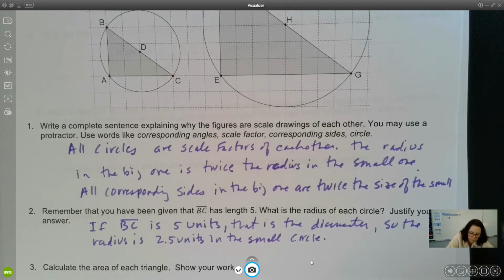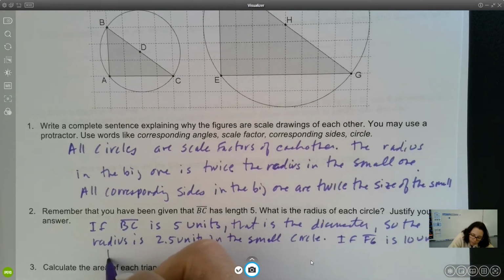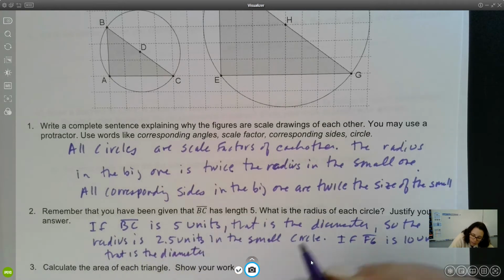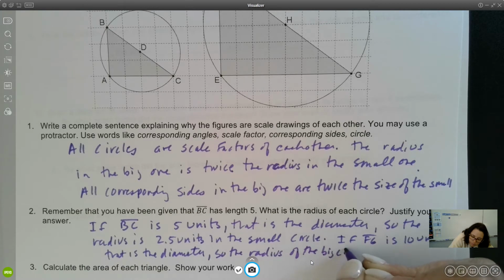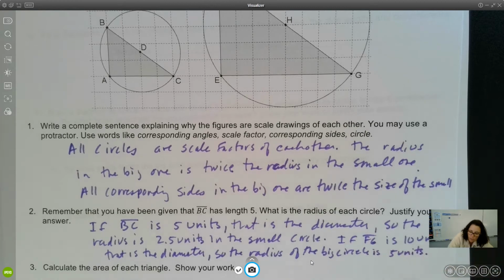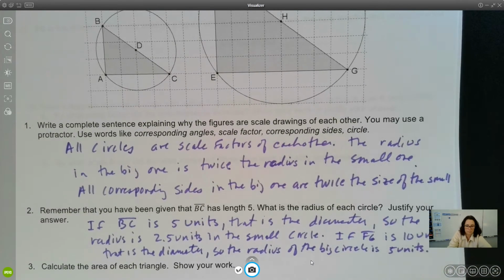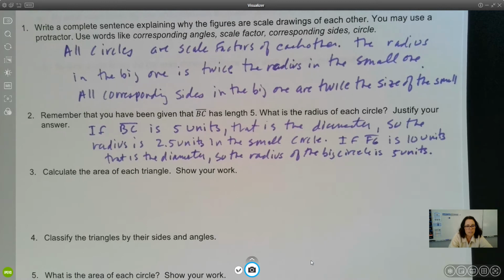Okay, so if FG is 10 units, that is the diameter. So the radius of the big circle is 5 units. Calculate the area of each triangle. Show your work.